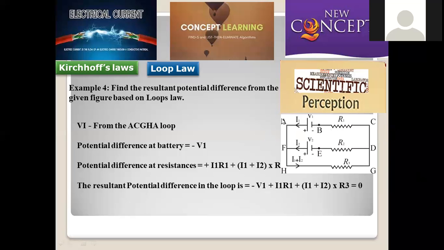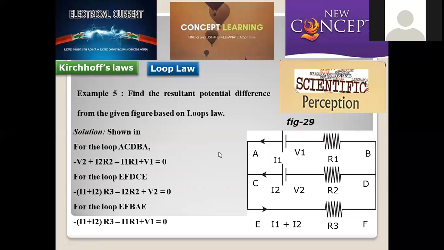So we got derivations for individual loops, and in each and every case, Kirchhoff's loop law got clearly verified. And we enter into example number 5. Find the resultant potential difference from the given figure based on the loop law. Again, we are going to apply the loop law for this circuit also.